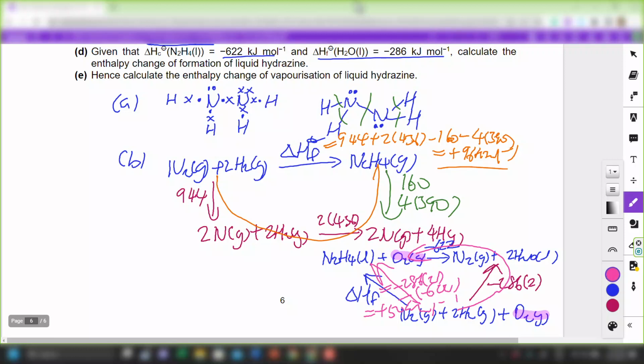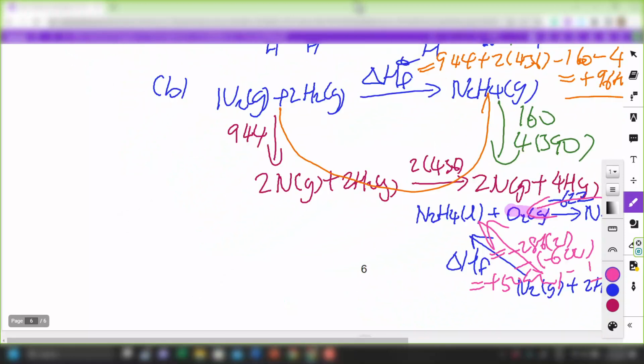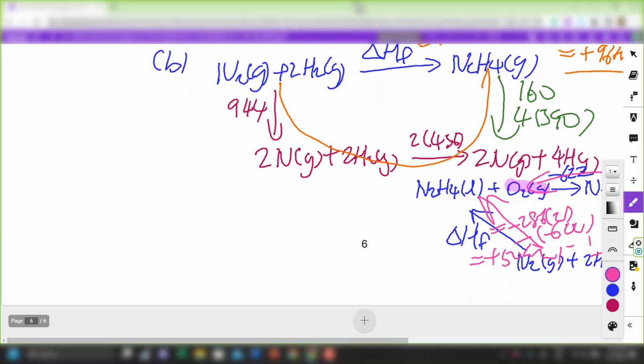So I hope this will be relatively straightforward for you to perform the calculation, and for you to review how to draw an energy cycle. And then finally, calculate the enthalpy change of vaporization for liquid hydrazine. So this can be easy or it can be difficult. It really depends on how you look at it. So perhaps let us define the enthalpy change of vaporization for liquid hydrazine. Of course that involves N2H4 liquids to give us N2H4 gas. So this is the enthalpy change of vaporization of liquid hydrazine.